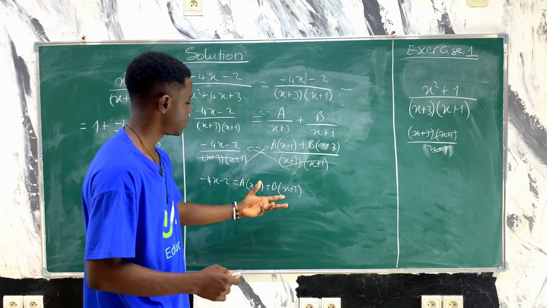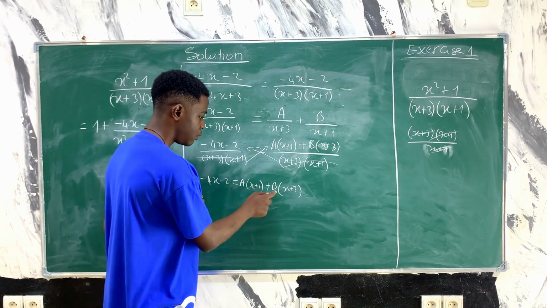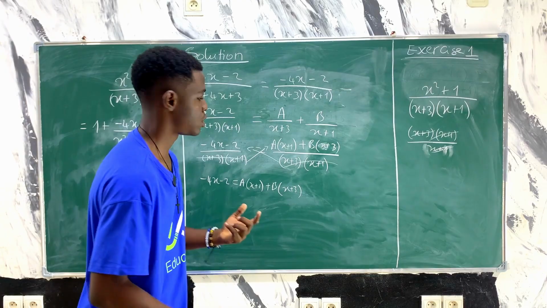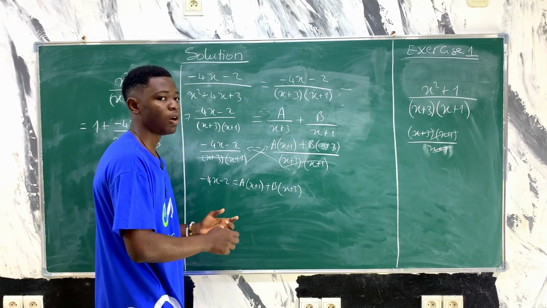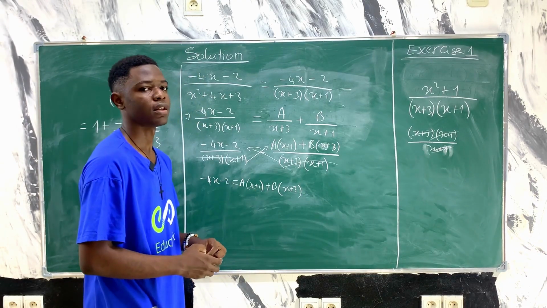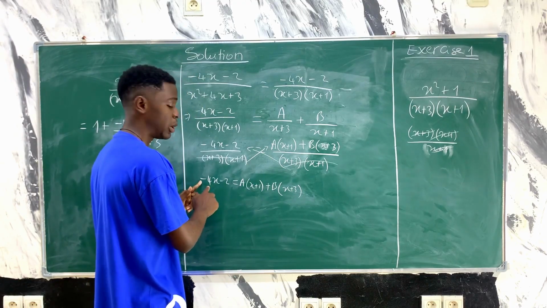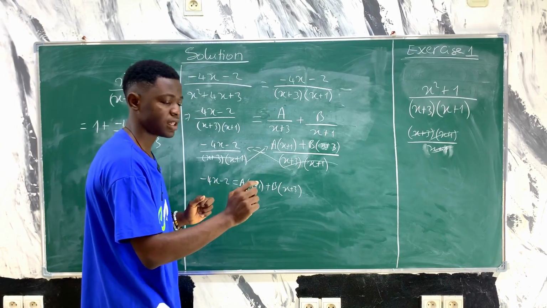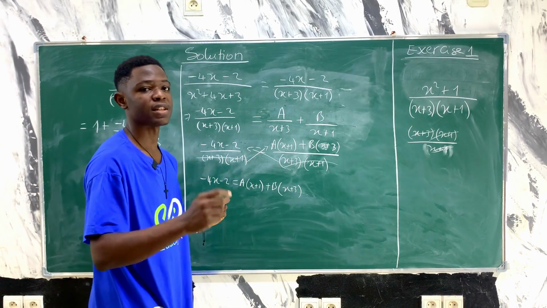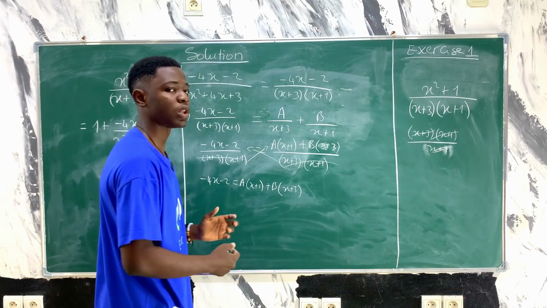If you choose to expand this, multiplying this, then equating the coefficients, you bring all that has x together, all that does not have x, you bring on the other side. So you compare, and all that has x equals minus 4 because minus 4 here has x. All that does not have x equals minus 2. That is if you want to expand. This is what you're going to do.